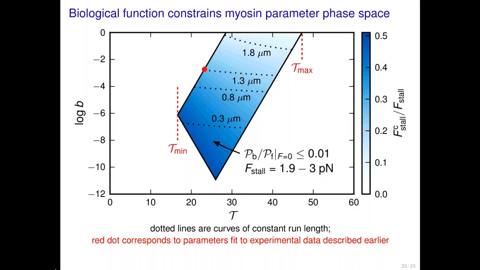And then with the condition that the ratio of the backward to the forward step probabilities at f equal to 0 should be small, 1%, but you can change it to whatever you want. And the stall force should come out in the neighborhood of 2 piconewtons. With these constraints you can solve the equations, and in this blue region is where you can have a motor, not necessarily the wild type motor, that would be quite processive. The red dot is where the wild type is. But B is hard to change, at least in my head.